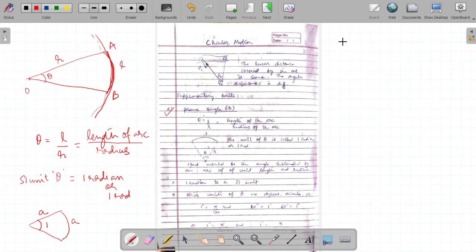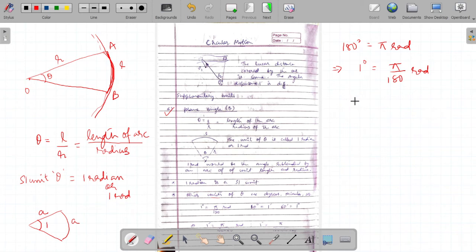Besides this, the unit which we encounter in mathematics for the angle theta is called 1 degree. So we know that 180 degrees is equal to pi radians. So from this we can define 1 degree as pi divided by 180 radians. So that would be the value of 1 degree whenever we want to convert some degree angle into radians, then we would multiply it by pi by 180.